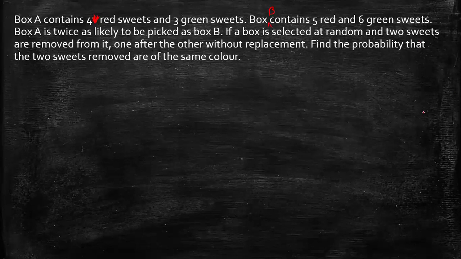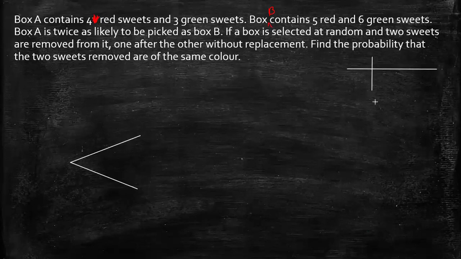Now, we are going to begin by picking a box. So we are going to begin with our 2 branches. Let me do that in this corner here. Box A is twice as likely to be picked as B.